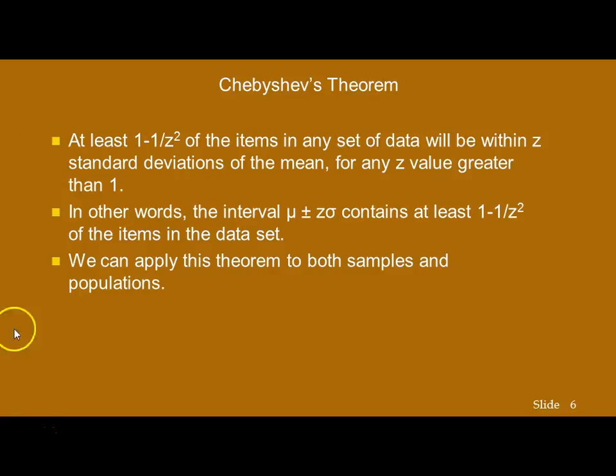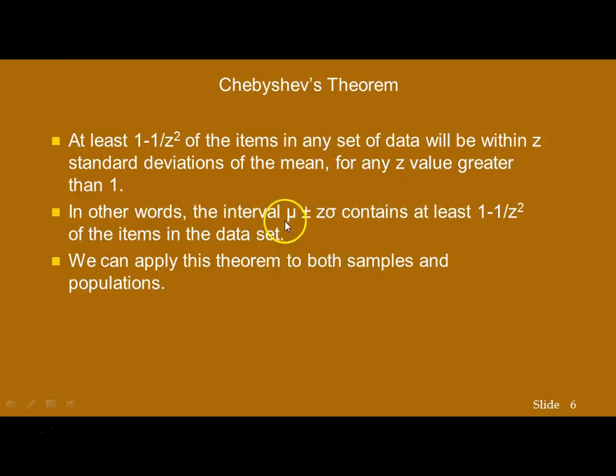A different way to word that is my second statement here. The interval mu plus or minus z sigma contains at least 1 minus 1 over z squared of the items in the data set. And Chebyshev's theorem can actually be applied to both samples or populations, but we'll usually use it for populations. Now, the easiest way to understand what Chebyshev's theorem is telling us is to pick some values for z. Remember, z can be any number bigger than 1.